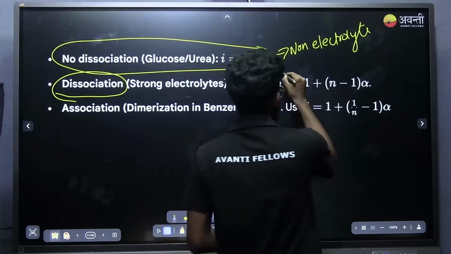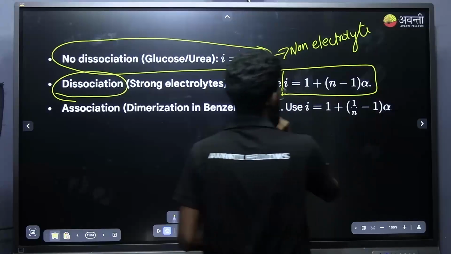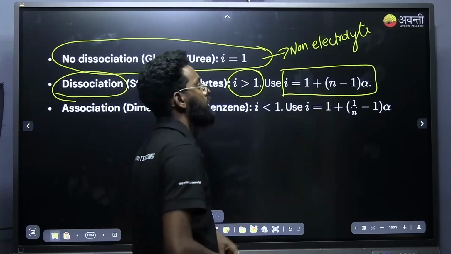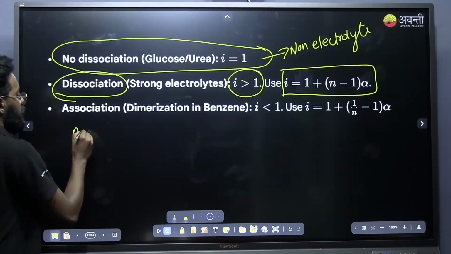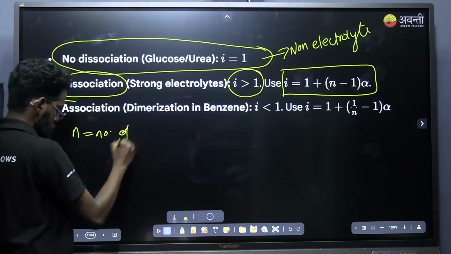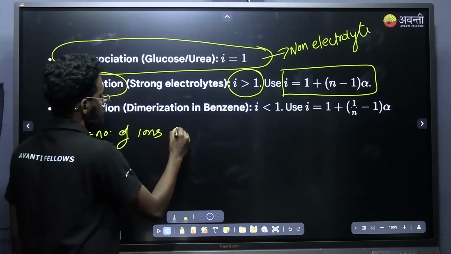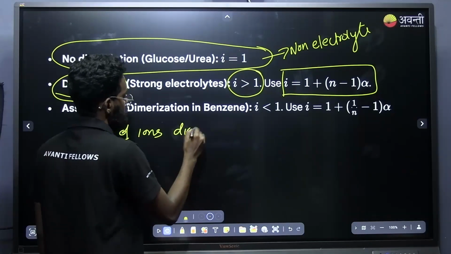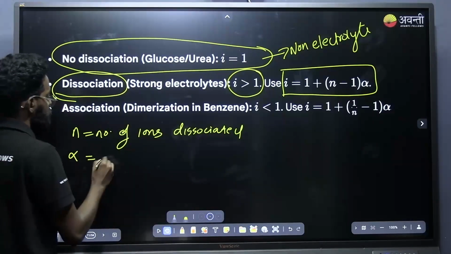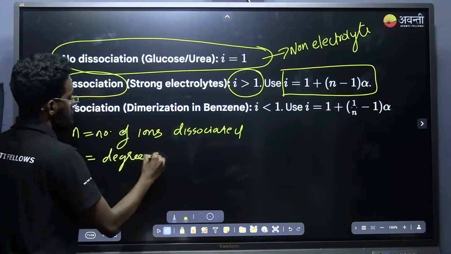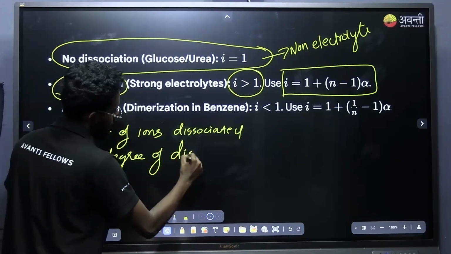In the case of dissociation, how can we calculate the value of i? It is equal to 1 plus (n minus 1) into alpha, where n is the number of ions dissociated. And what is alpha? Alpha is the degree of dissociation.